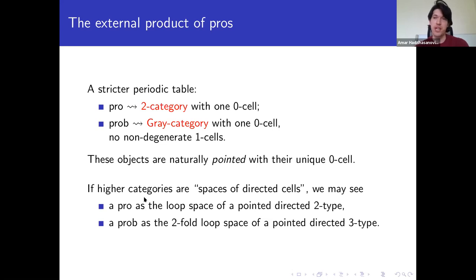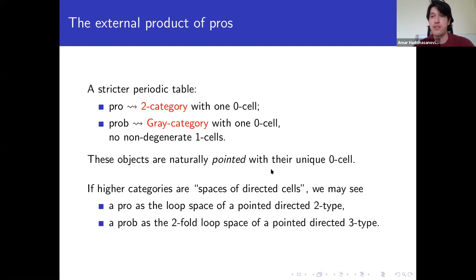Now if we make a leap and think of higher categories as spaces made of directed cells, we may see a PRO as a loop space of a pointed directed 2-type in the sense of Motor Ptheory, and a PROP as a twofold loop space of a pointed directed 3-type. Again, I'm using this in a hand-wavy way, but that's the intuition. It should at least make the connection with smash products seem slightly more plausible. So next I'm going to tell you a bit how we make this connection formal.